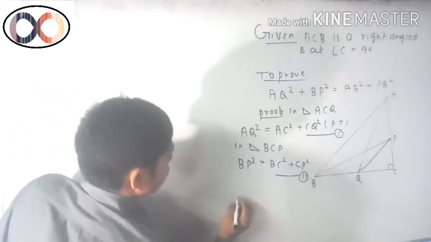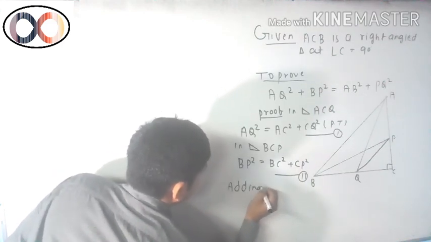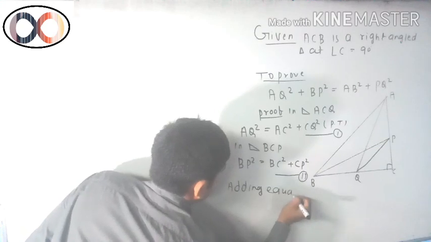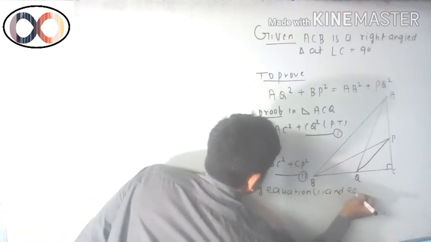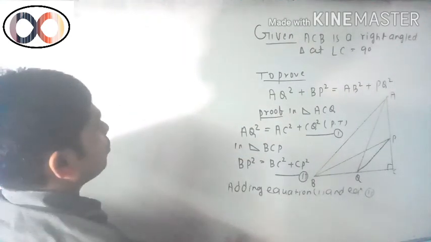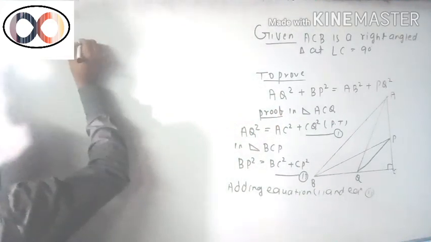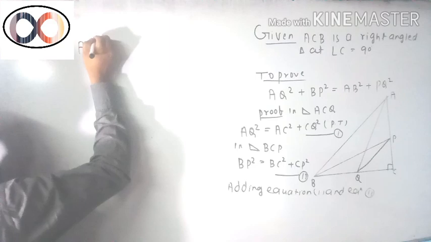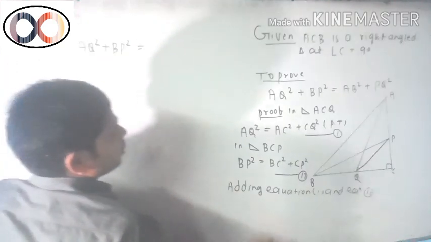Adding equation 1 and equation 2, we can write here: if we add equation 1 and 2, we will get AQ square plus BP square equals what?